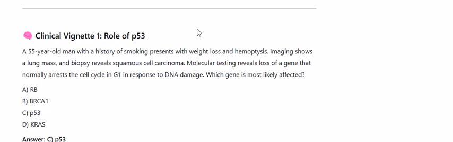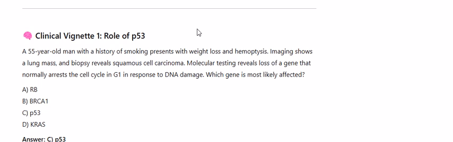Clinical Vignette 1. Role of p53. A 55-year-old man with a history of smoking presents with weight loss and hemoptysis. Imaging shows a lung mass, and biopsy reveals squamous cell carcinoma. Molecular testing reveals loss of a gene that normally arrests the cell cycle in G1 in response to DNA damage. Which gene is most likely affected? A. RB, B. BRCA1, C. p53, D. KRAS.